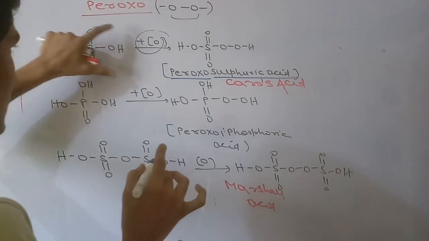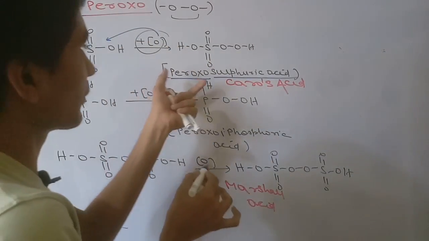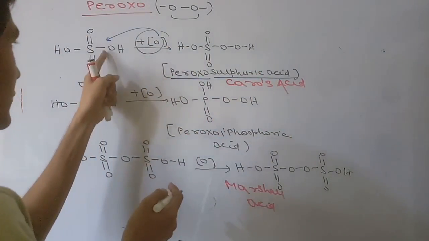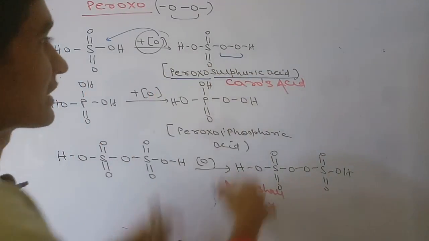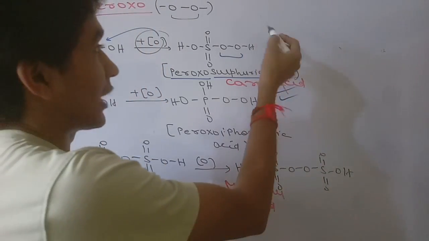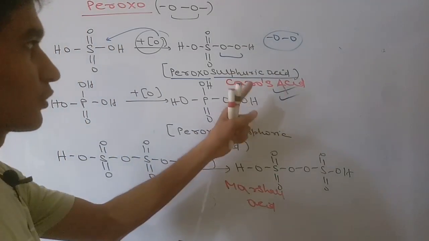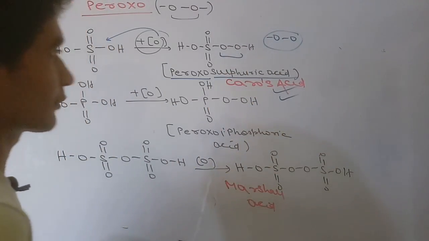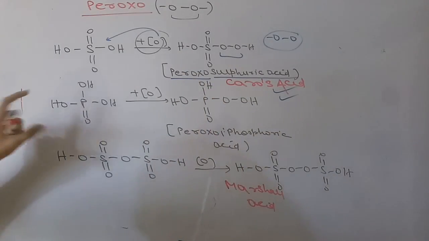Mind it, this is sulfuric acid. If you introduce 1 oxygen into it, it will be converted into peroxosulfuric acid, and the oxygen will be introduced here. So this is your OO bond. This is known as peroxosulfuric acid, and it is also known as Caro's acid. And the question is asked: how many OO bonds are there in Caro's acid? Mind it, 1 OO bond is there in Caro's acid. So you have to remember this. Okay. Next is your phosphoric acid.